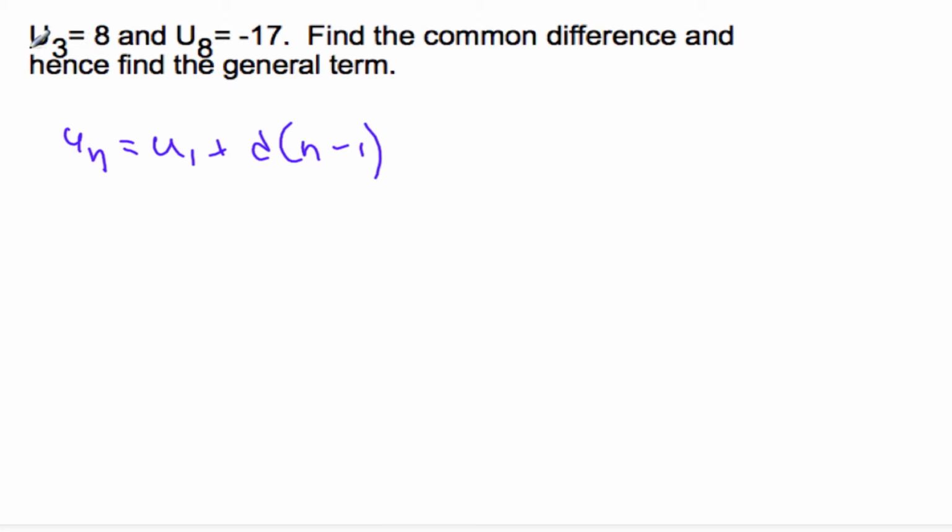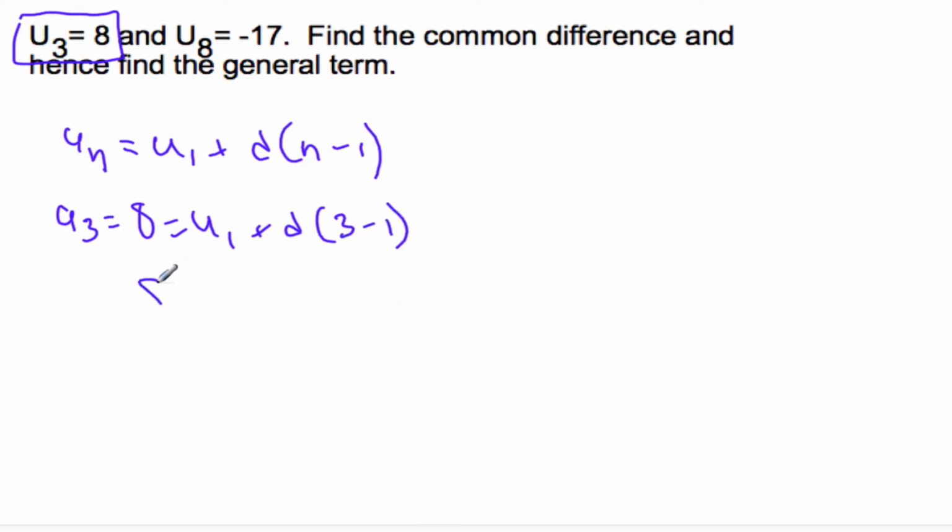If I plug values in for this first term here, I can say that U sub 3, meaning n is 3, equals 8, equals U1 plus d(3 minus 1). And so here's one equation. Let's tidy it up a little bit. 8 is equal to U1 plus 2d.